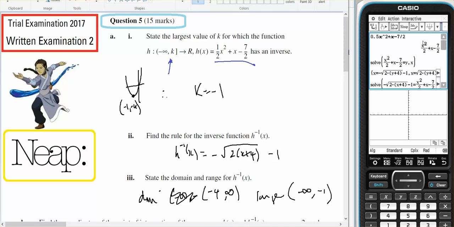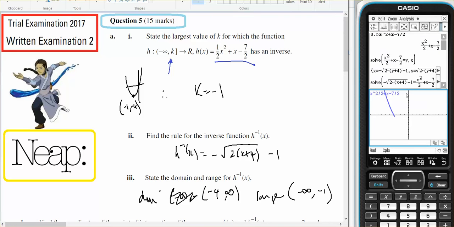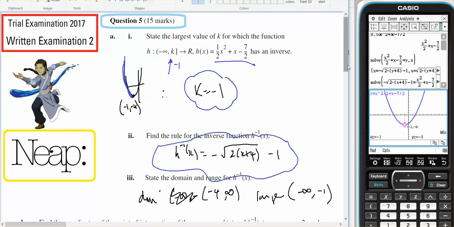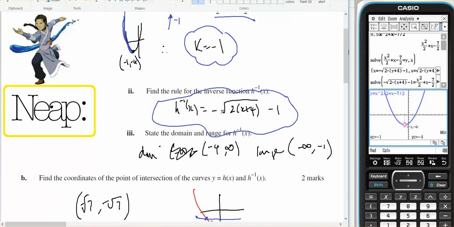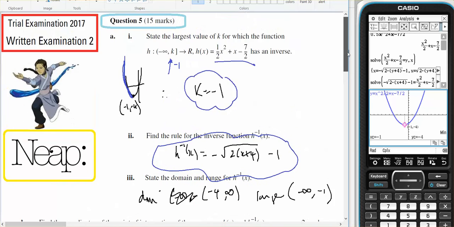the turning point is at -1. So (-1, -4) is the turning point. Therefore, k must equal -1, because to have an inverse it must be one-to-one. So k equals -1. The rule for the inverse, I put it on the calculator and solved for, and it gave me that. I took the negative square root because this domain is negative.